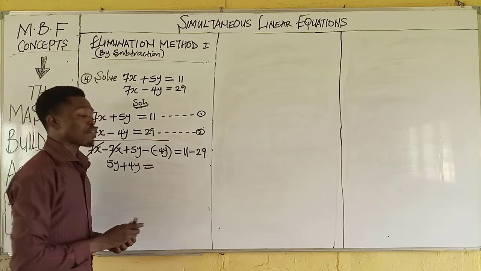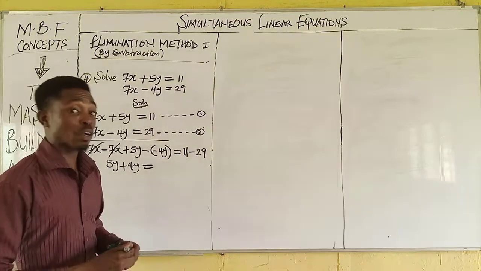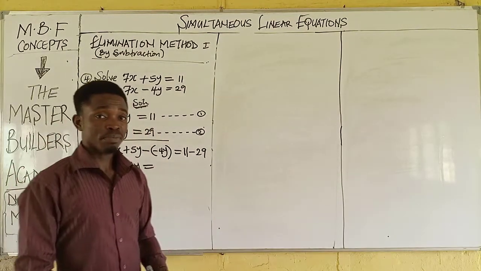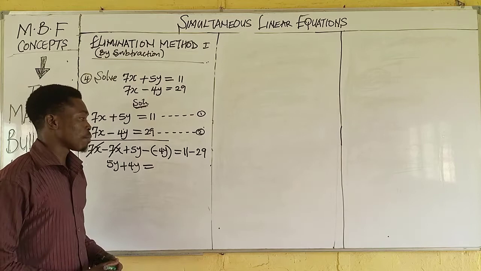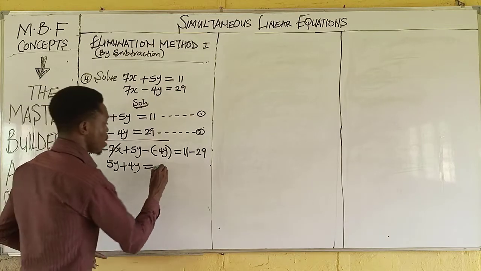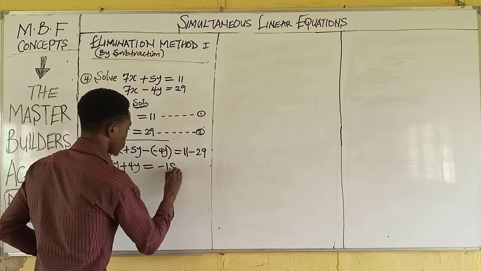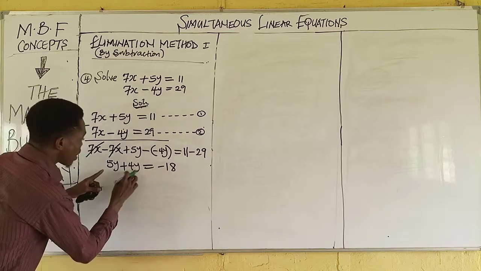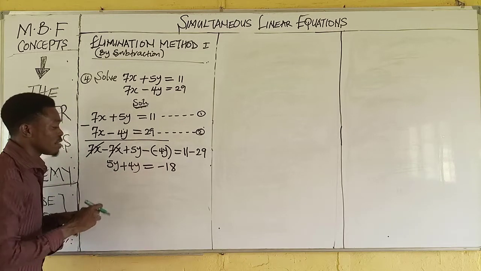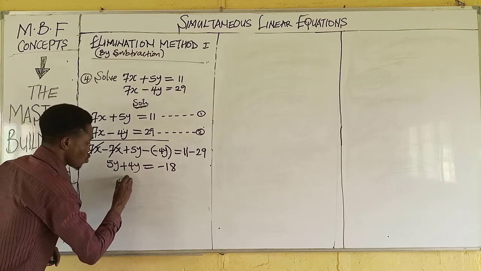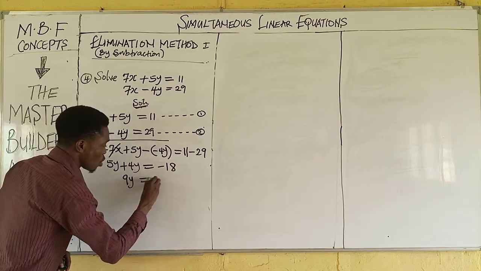Yeah, the next is what? To remove 29 from 11, which is not possible, but we are going to add a negative result. So when we remove 29 from 11, guys, we have this to be what? Minus 18. Then finally, we can add 4y to what? 5y. And this will have given us what? 9y is equal to minus 18.